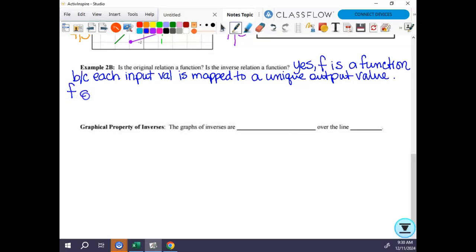F does not have an inverse function. Okay, I mean, it has an inverse, it just doesn't have an inverse function, because, all right, now we're still talking about in terms of F. Each input value is mapped to a unique output value, but each output value does not come from a unique input value. You with me on that?